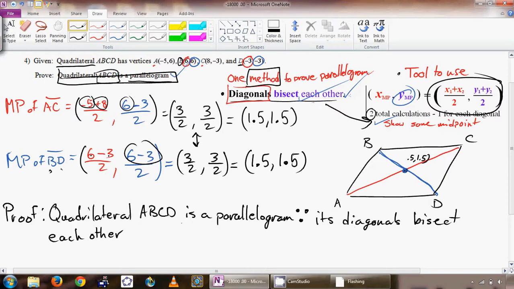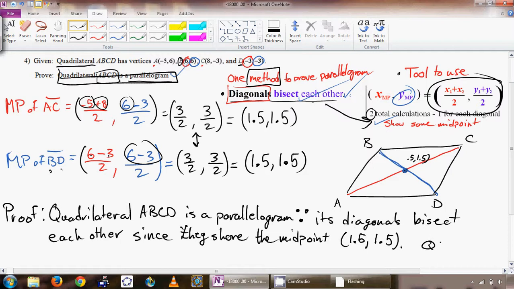Right? So quadrilateral ABCD is a parallelogram because its diagonals bisect each other. They share the midpoint 1.5 comma 1.5. Quod erat demonstrandum. Fancy way to say we've proved it.